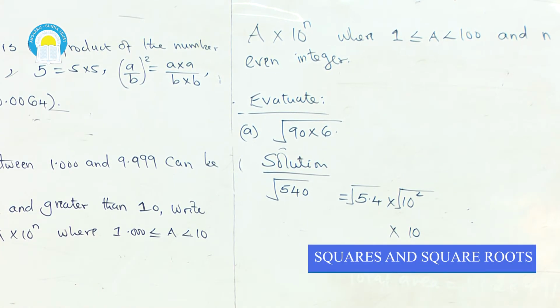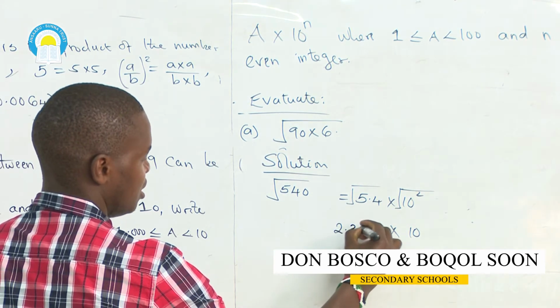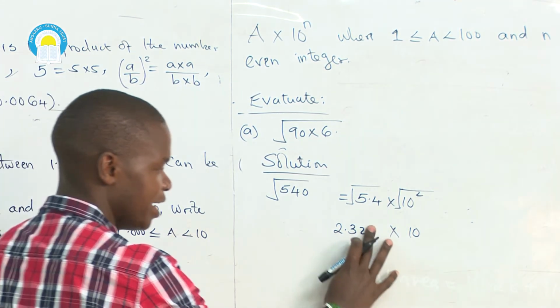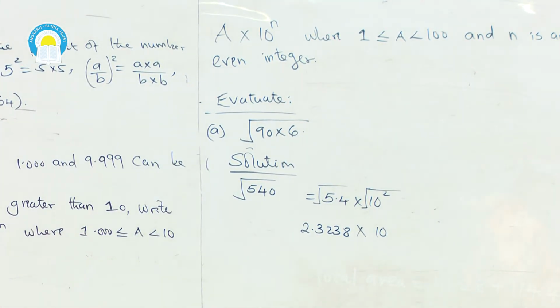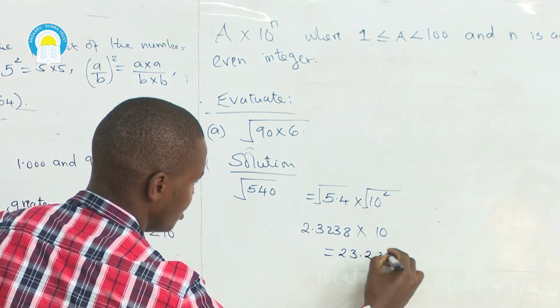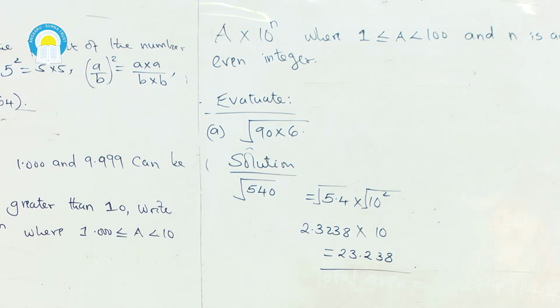And what's the square root of 5.4? By use of your tables, the answer is 2.3238, not 2.3228. Seems your eyes are not seeing what you are reading. So it's 2.3238 times 10. The answer is 23.238. And that's the square root of 90 times 6.